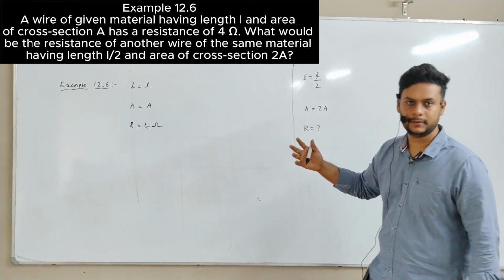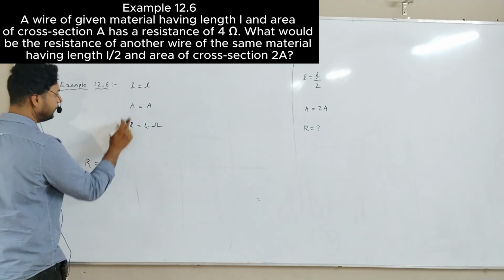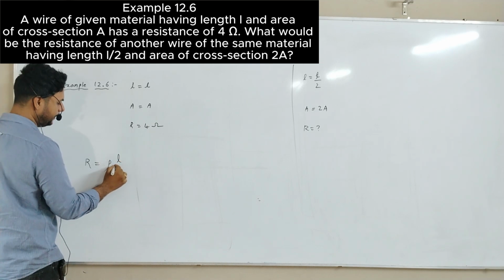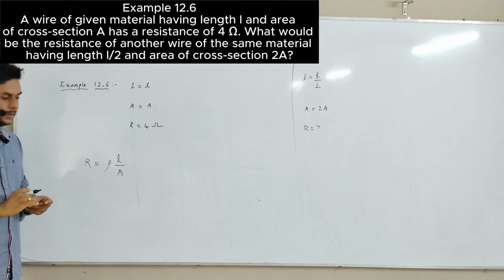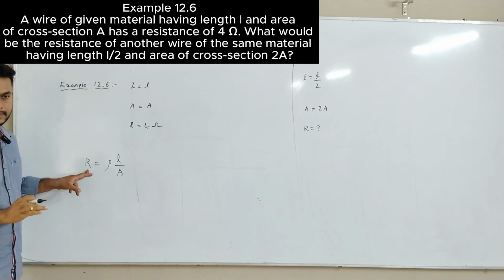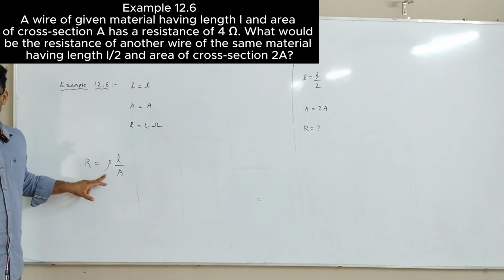So we know that resistance R is equal to rho L by A, the formula whenever we have resistivity of metal. Remember, R means resistance. Rho means resistivity of material. Every material will have different resistivity.